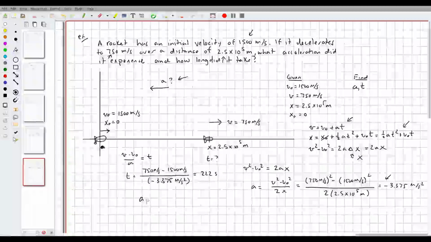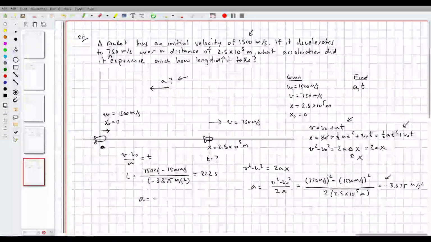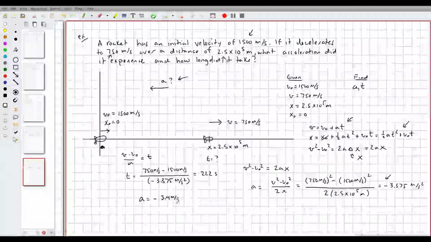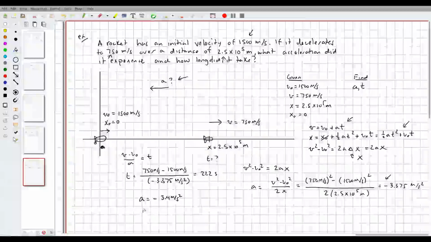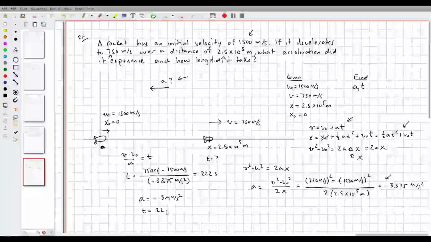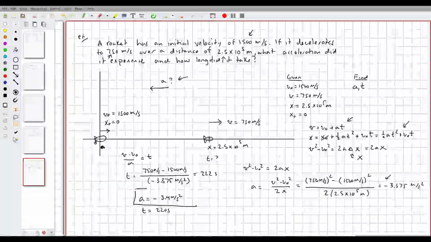Our acceleration, which is one of the things that we're looking for, when you round to 2 sig figs, ends up being minus 3.4 meters per second squared. And our time, when you round to 2 significant digits, is 220 seconds. Box your final answer, and there you go.